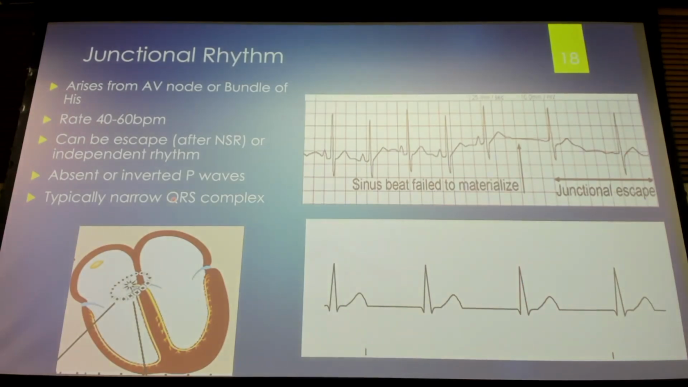So once the SA node fails, we know we go to the atria, but I'm going to hold off talking about the atrial focus for a minute because that's typically not a bradycardic rate. The junctional area is typically a bradycardic rate, and the rate is typically 40 to 60 beats per minute. Okay? You can have just a junctional rhythm, like we see here at the bottom, or you can have something called a junctional escape rhythm.